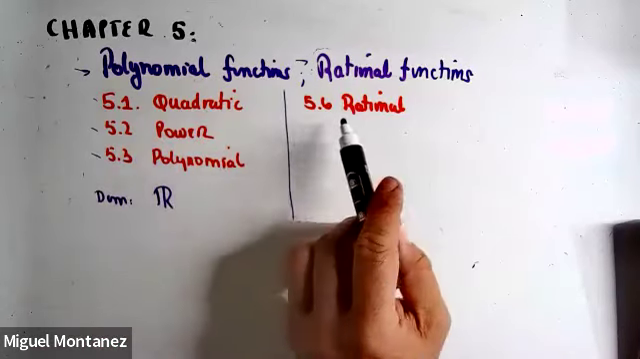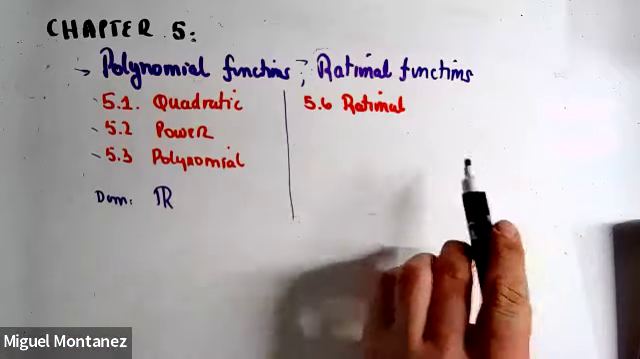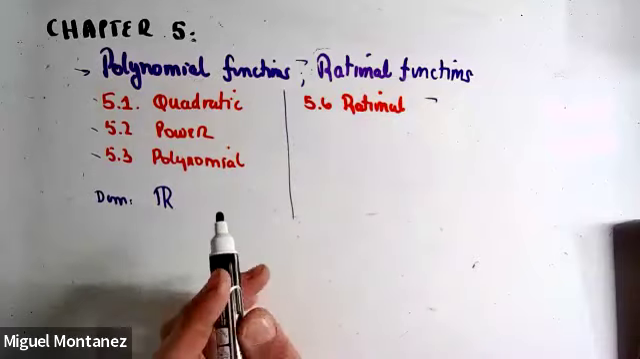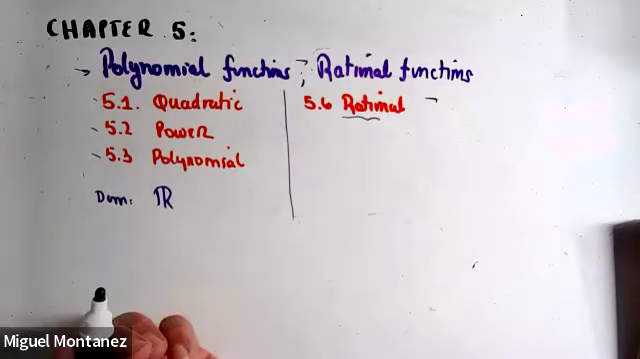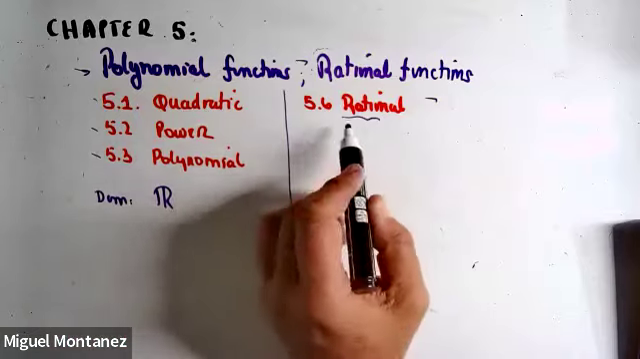Then we jump to section 5.6. We don't do 4 or 5. And then in section 5.6, we talk about rational functions. Rational, ratio, is a fraction. Always avoid 0 in the denominator.